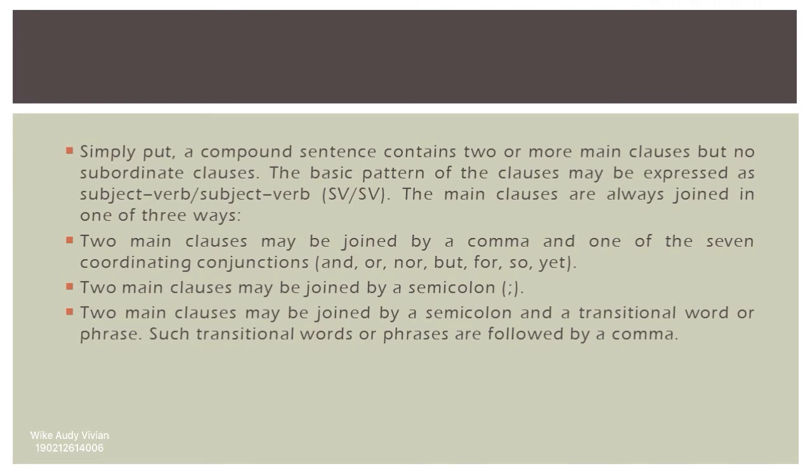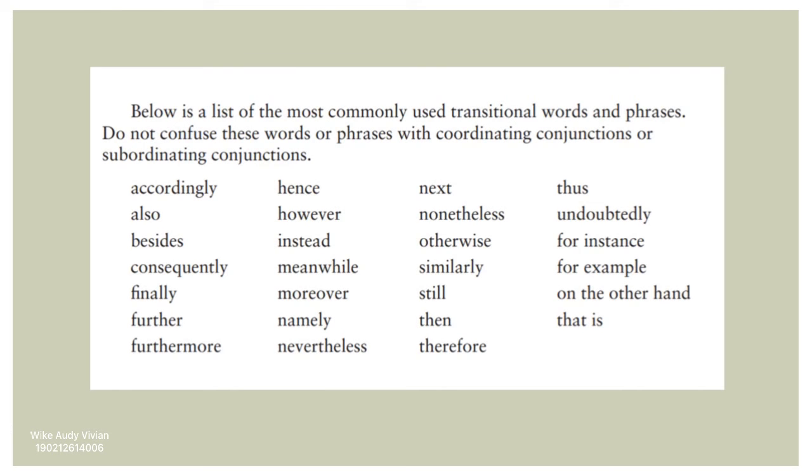for, so, yet. Two main clauses may be joined by a semicolon. Two main clauses may be joined by a semicolon and a transitional word or phrase. Such transitional words or phrases are followed by a comma. Below is a list of the most commonly used transitional words and phrases. Do not confuse these words or phrases with coordinating conjunctions or subordinating conjunctions.